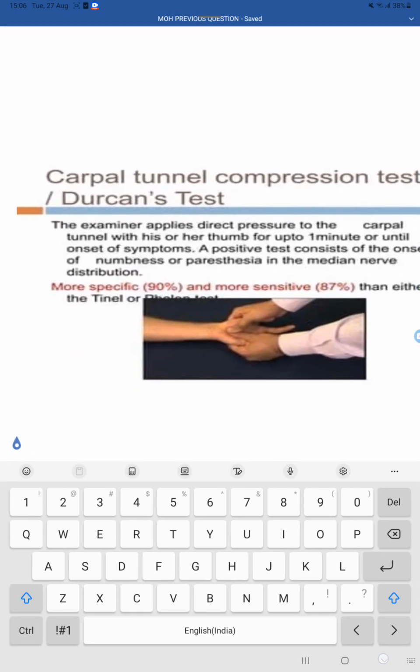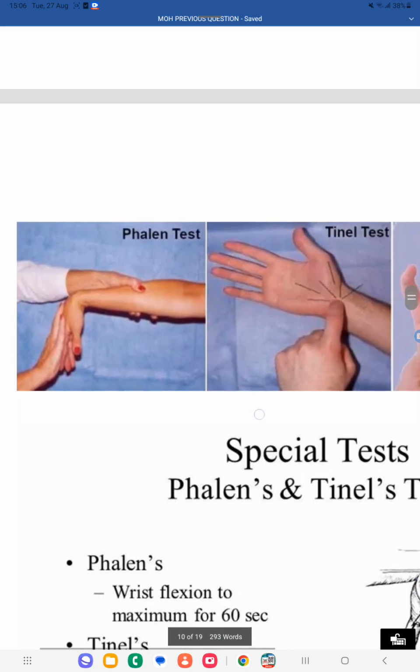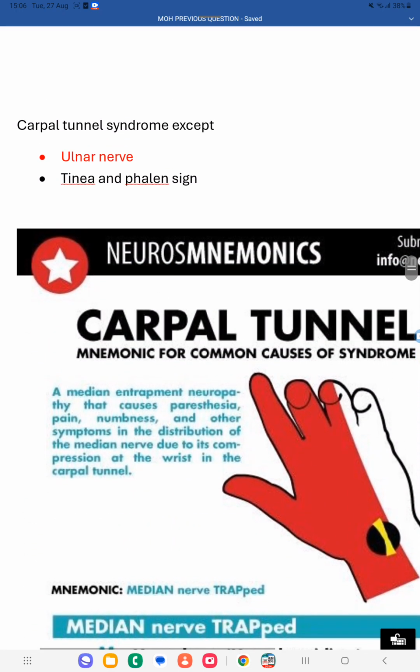Okay, so the question was, in carpal tunnel syndrome, what was the feature which is not present? Ulnar nerve, that is the except one reason, because carpal tunnel syndrome is a median nerve compression condition, and ulnar nerve compression is called cubital tunnel syndrome. Tinel sign, Fallon sign, all those things you can see in carpal tunnel syndrome. Ulnar nerve compression you can see in cubital tunnel syndrome. So the answer was ulnar nerve.